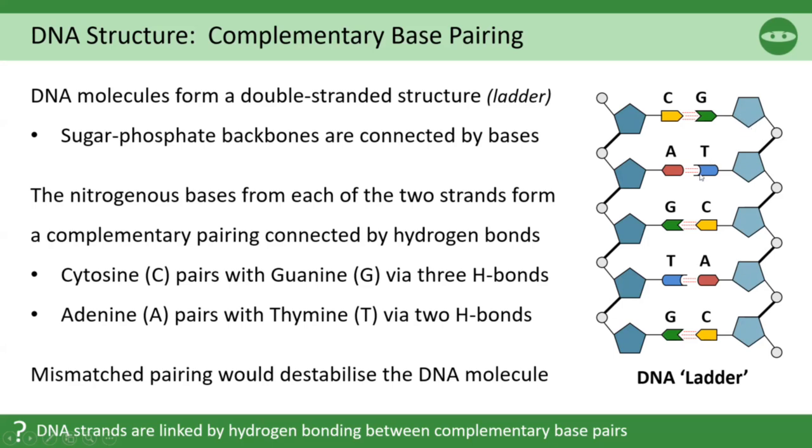The nitrogenous bases from each of the two strands form complementary pairing connected by hydrogen bonding. Cytosine and guanine form 3 hydrogen bonds, and adenine pairs with thymine, forming 2 hydrogen bonds. Any mismatching in pairing will destabilize the DNA ladder.